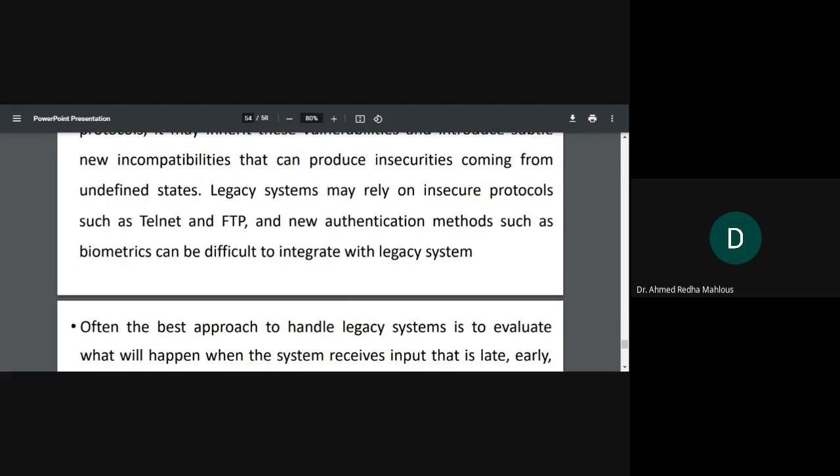We said legacy systems may rely on insecure protocols because they are old systems. They are still using protocols that don't use encryption in their communication. They may not have a new way of authentication, and it is not possible to integrate biometric authentication with the legacy system. This is another problem, another challenge when you keep using old systems.